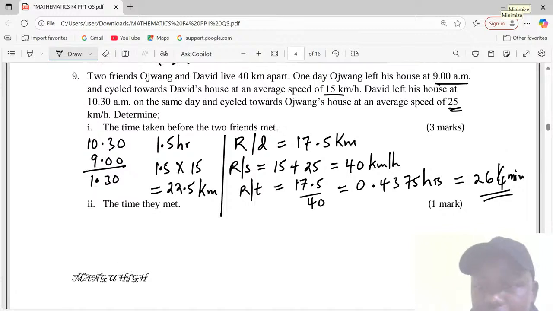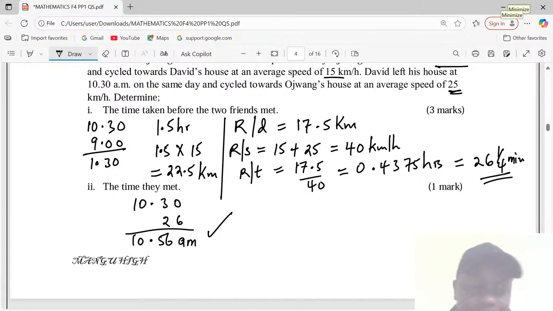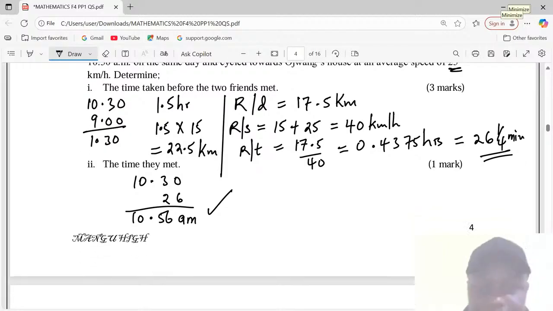When are they going to meet? From 10:30, they are taking 26 minutes more. So this is going to be 10:56 a.m. the same day.